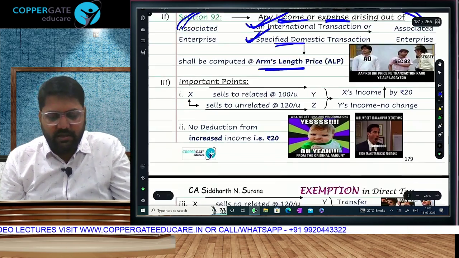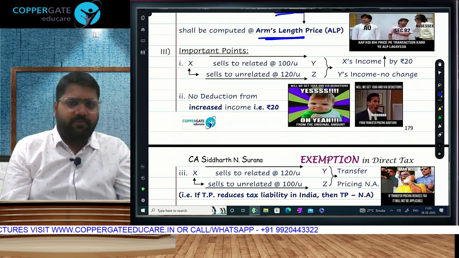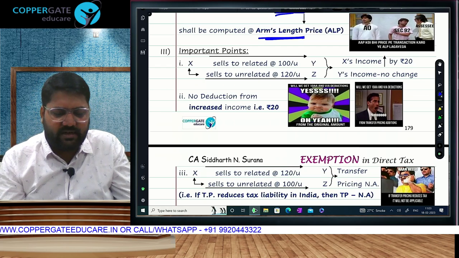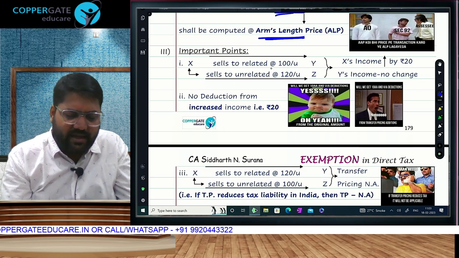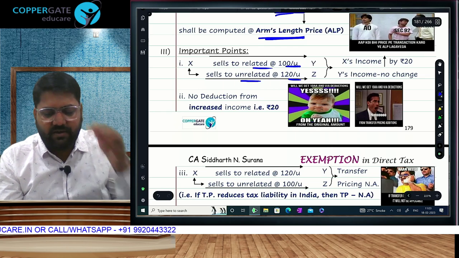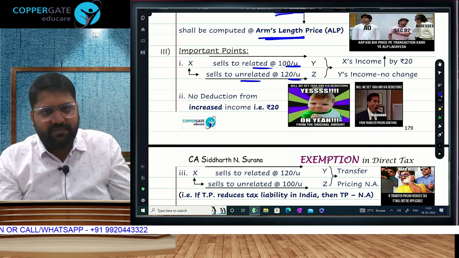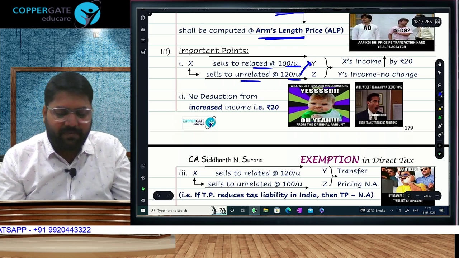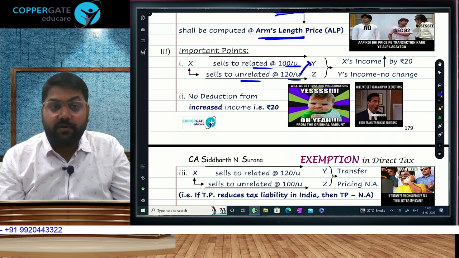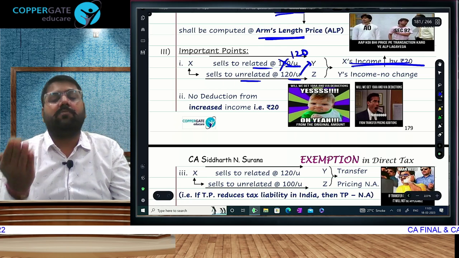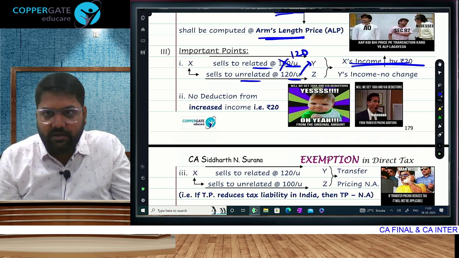Some points to be noted before we go to the computation part and the explanation of concepts like specified domestic transaction, international transaction and all. Supposing X is selling to a related party at 100 rupees per unit and to an unrelated party at 120 rupees per unit. Now that we have understood that by applying transfer pricing this price will be applied to this transaction, for tax purposes we will cancel 100 and make it 120. That means, can I say the income of X will increase by 20?